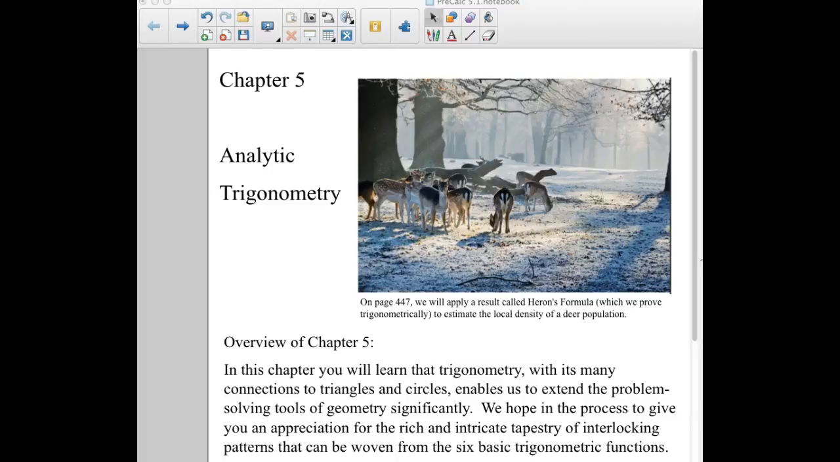All right, we are going to start chapter 5 for pre-calc. It's called analytic trigonometry, so we are going to use all of the information we learned in chapter 4 in terms of the graphing and the unit circle to analyze and solve equations involving trig.